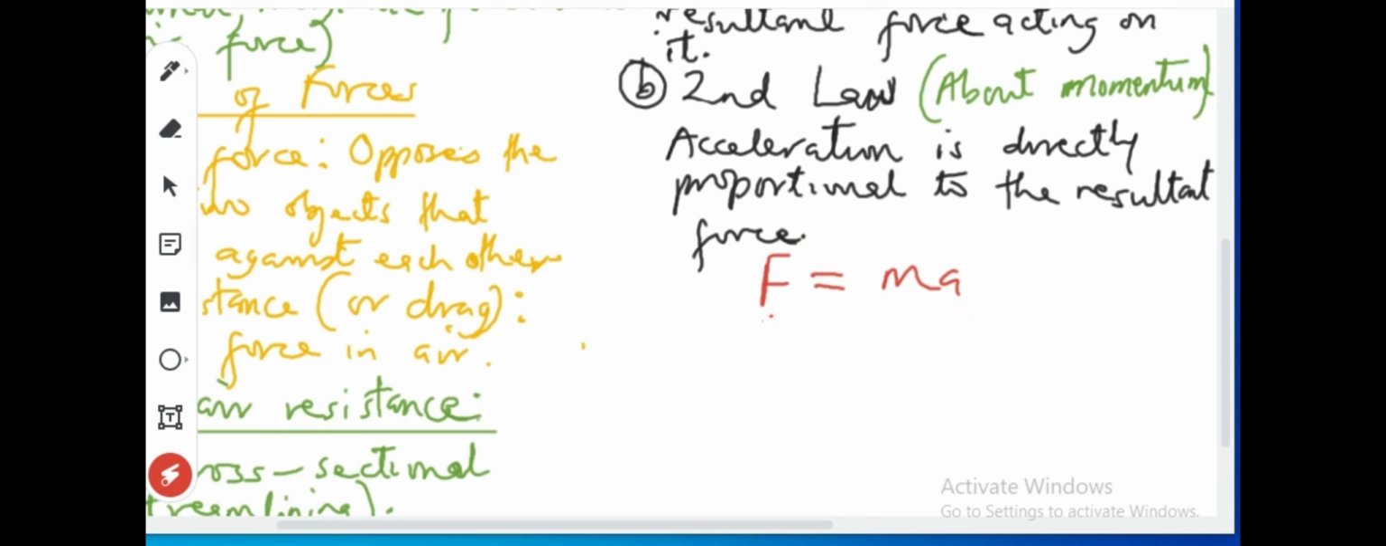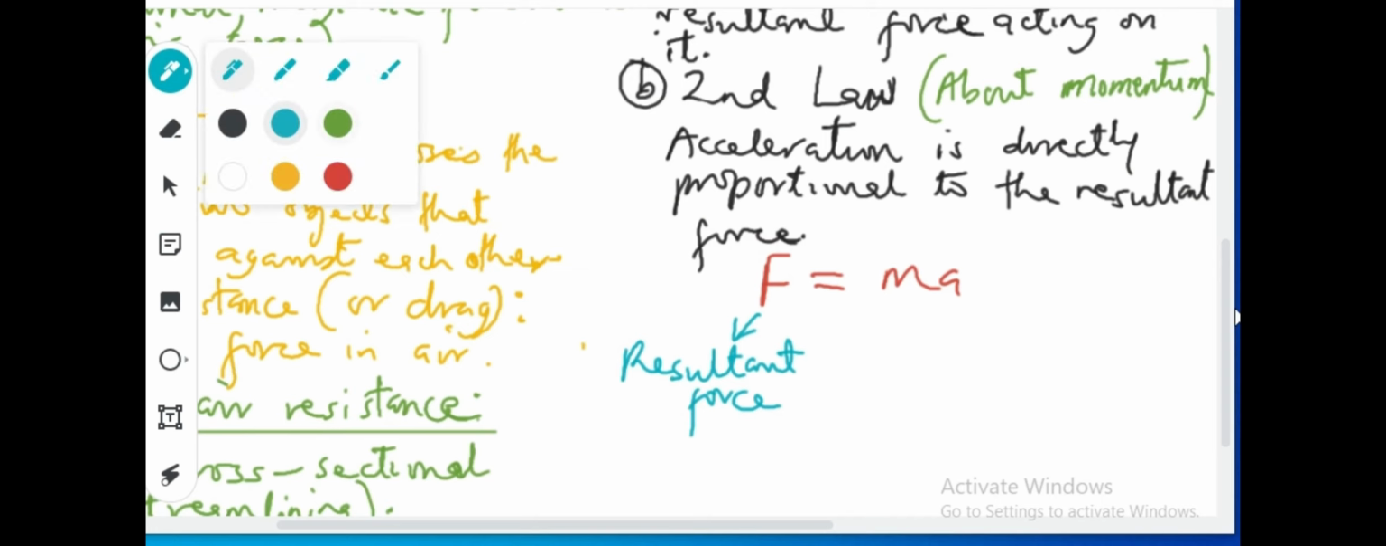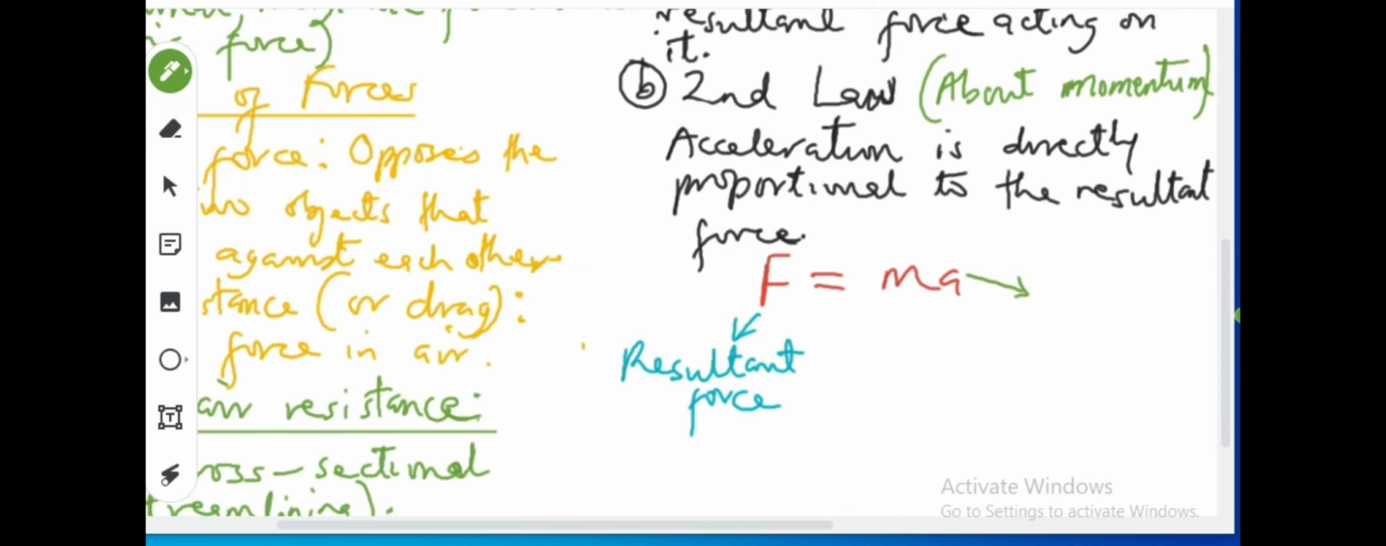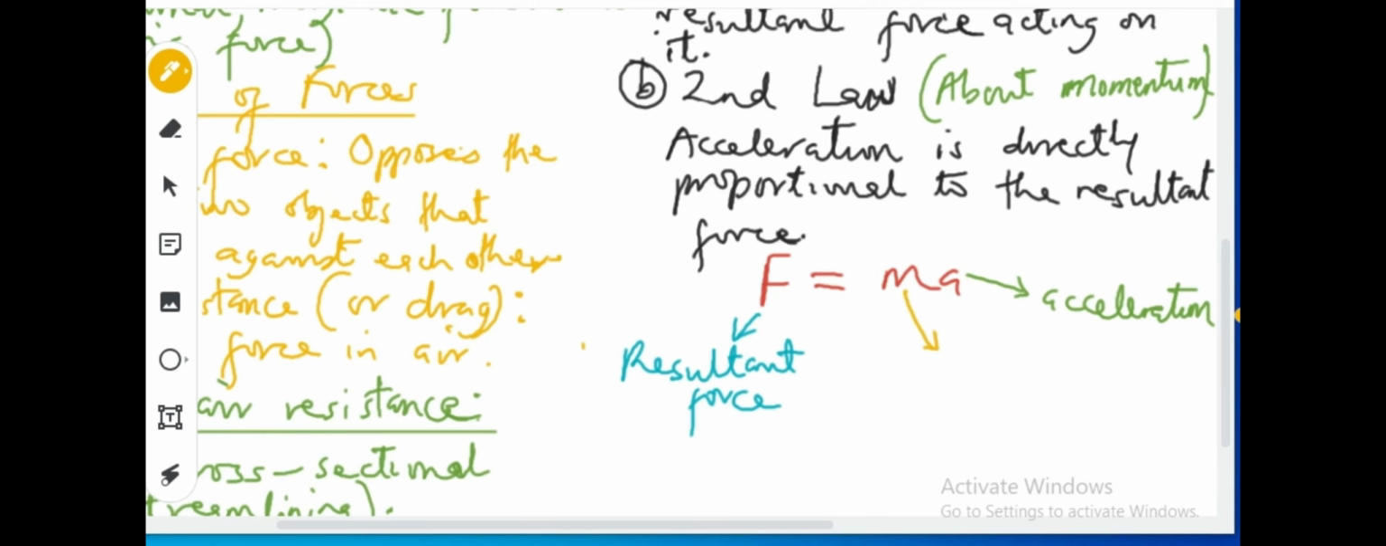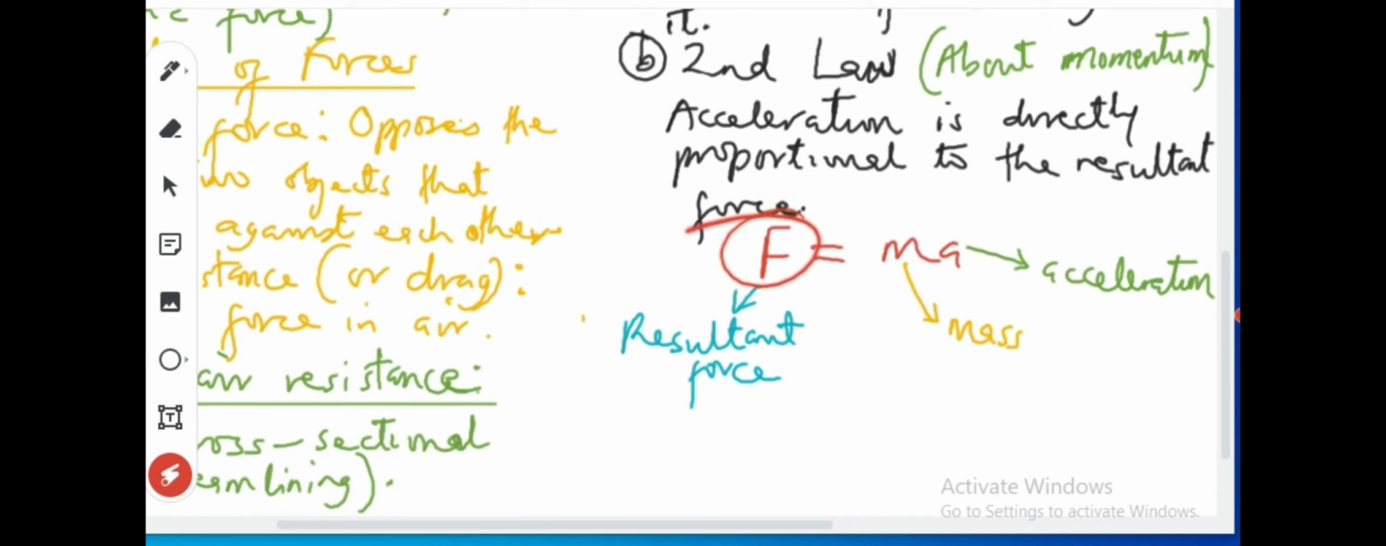What does F stand for? Force. Remember what we said there. F stands for resultant force. Why can't we just write RF instead? Okay, let's always remember that F stands for resultant force. What does m stand for? Mass. What does a stand for? Acceleration. Please pay attention. All of these quantities must be in SI units. Force is in what?